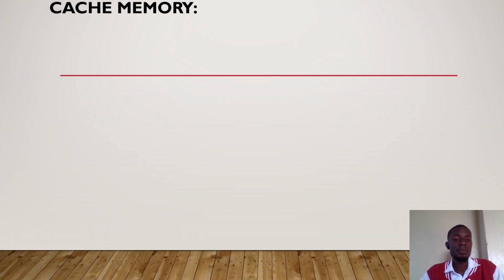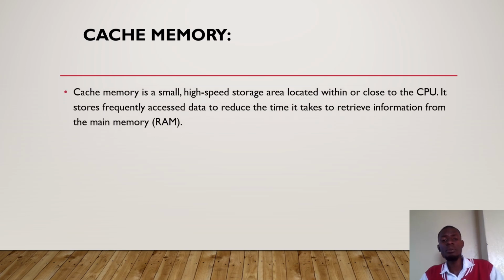Let us look at the cache memory. A cache memory is a small high-speed storage area located within or close to the CPU, and it is frequently accessed. It stores frequently accessed data to reduce the time it takes to retrieve information from the main memory. This cache memory is an area within or close to the CPU that stores the frequently accessed data.